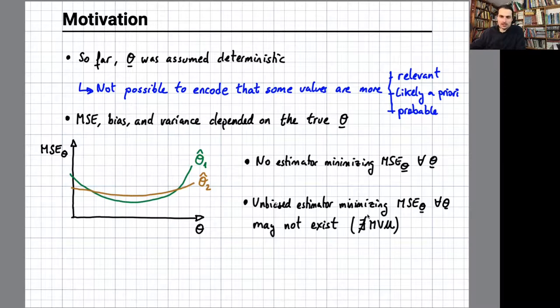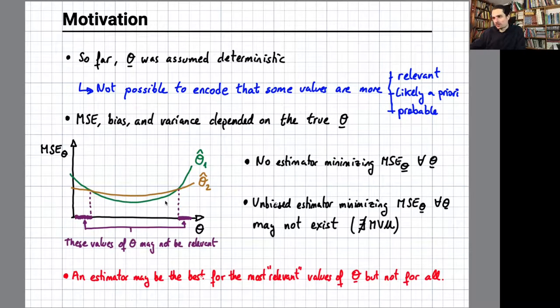We said in that case that there exists no MVU. And this is perhaps a little bit problematic because an estimator may be the best for the most relevant values of the parameter. Perhaps it's not the best for values that are not very important, right? And still, there exists no optimal estimator according to the criteria that we used in the first part of the course, right?